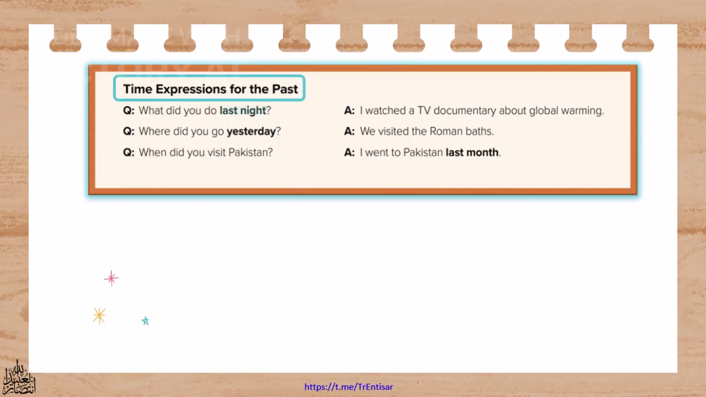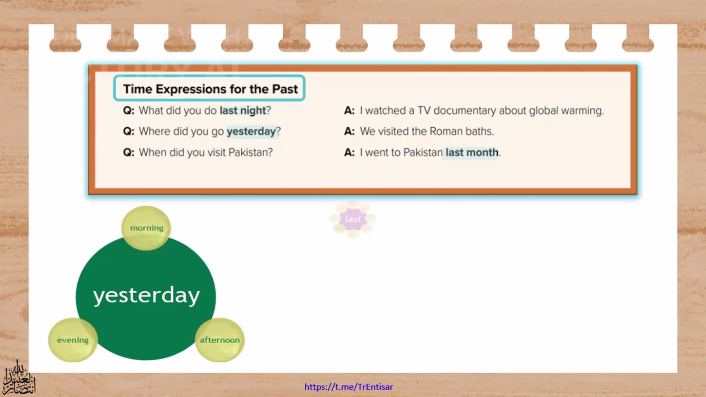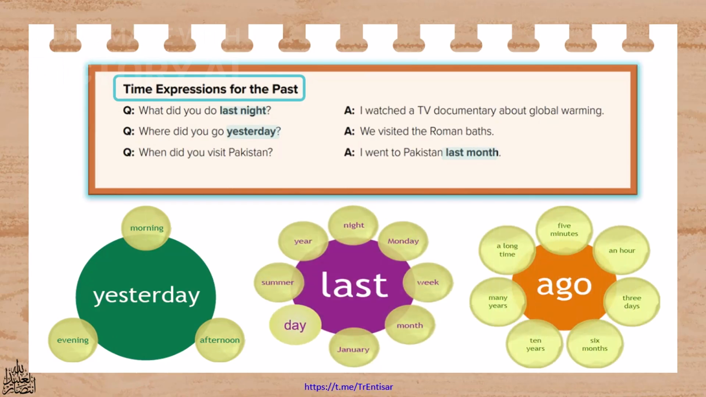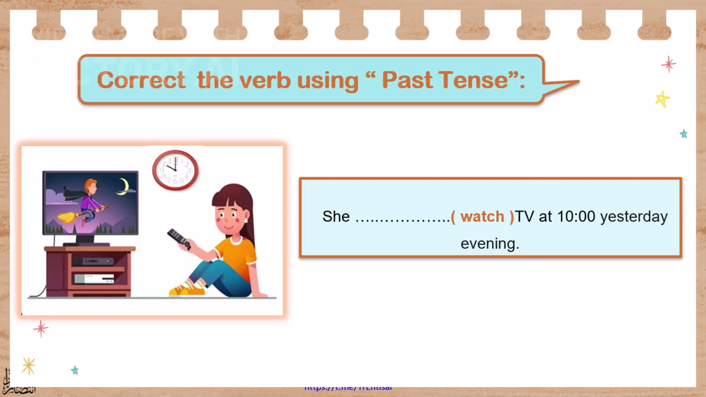Time expressions like yesterday, last, and ago help specify when an action occurred in the past. We'll explore how these expressions are used in sentences. Let's practice correcting verbs to their past tense forms. This exercise will help reinforce your understanding of how verbs change in the past tense.